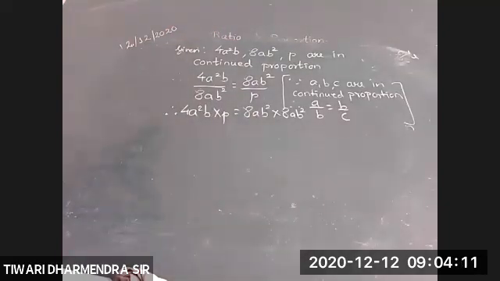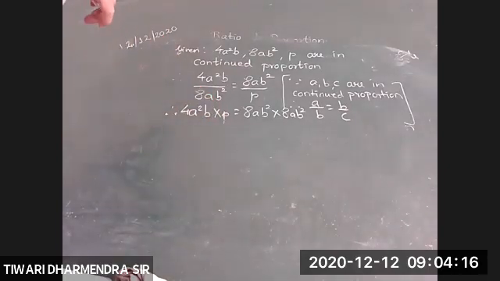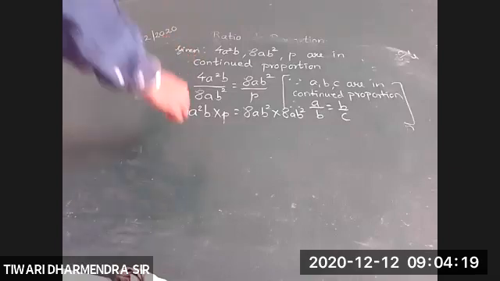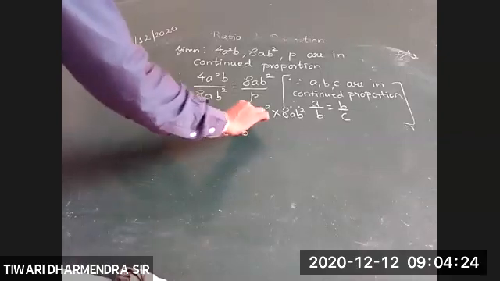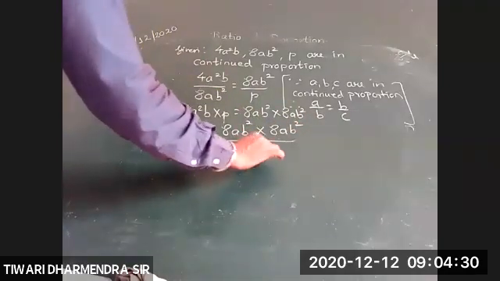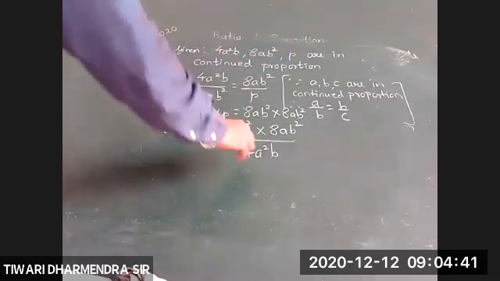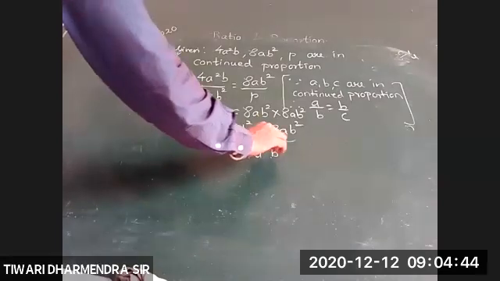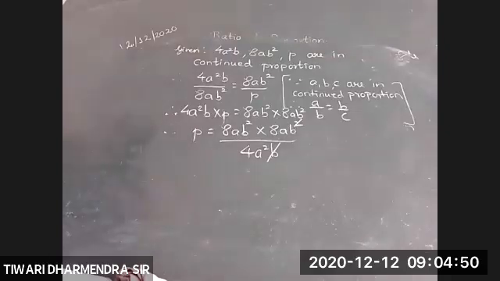Now, they're asking us to find the value of p. So keeping p here, I will be taking all remaining terms to the other side, that is the right hand side. So therefore, p equal to 8ab square into 8ab square divided by 4a square b. As we can see, we can cancel some terms easily. First, we will cancel b. b gets cancelled. We'll be cancelling square.